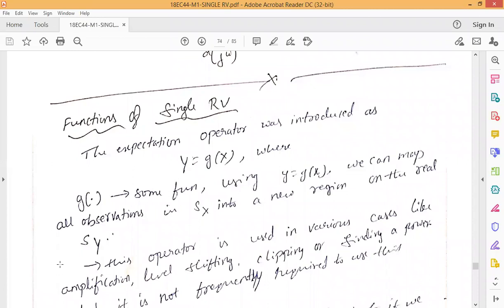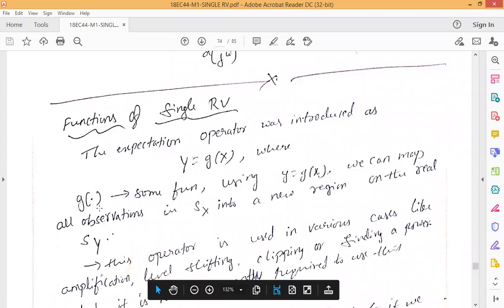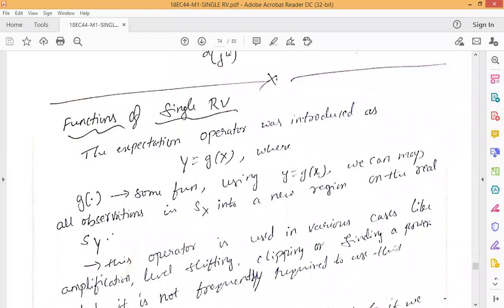In general, g of dot is some function. Using y is equal to g of x, we will be able to map some of the observations in Sx into a new region. Whatever new mapping is done will be considered a new set and denoted as Sy.